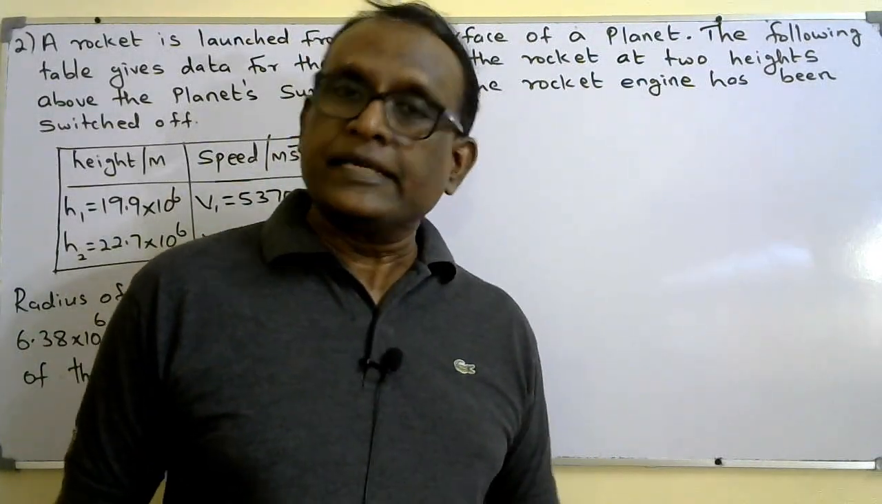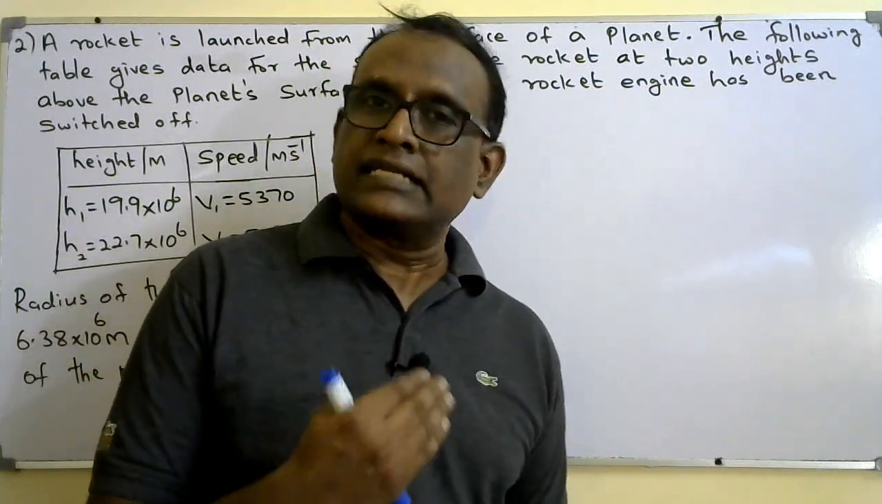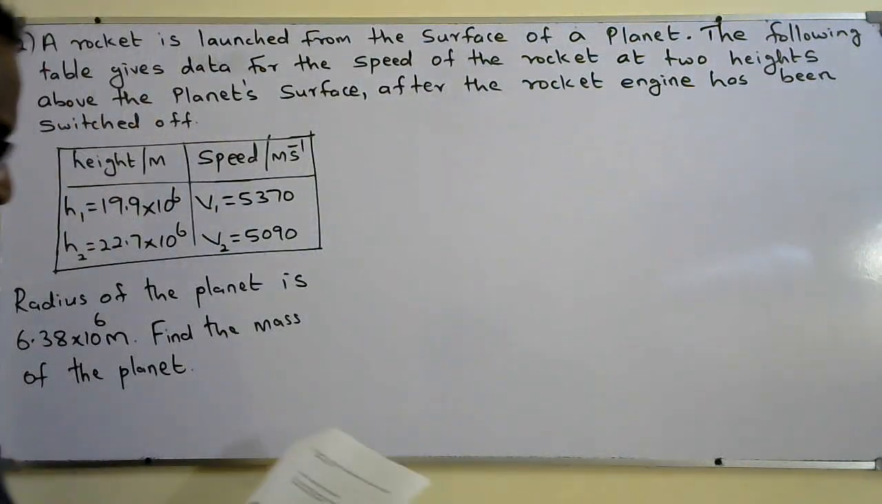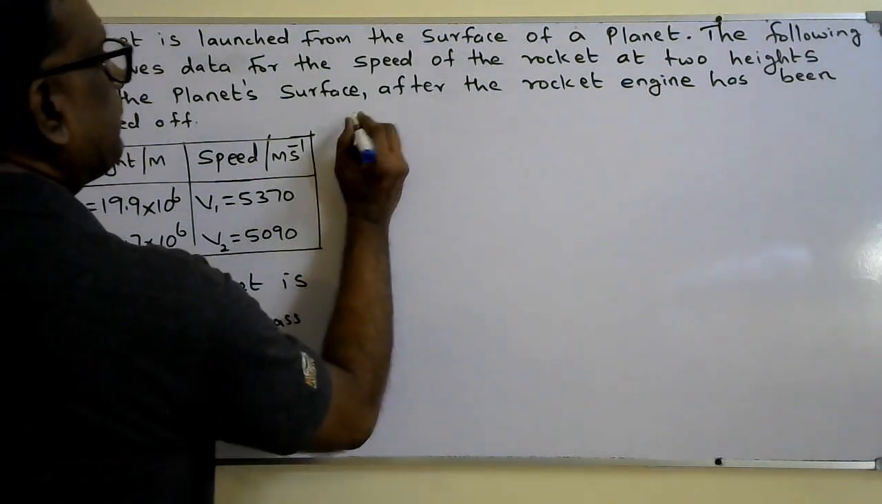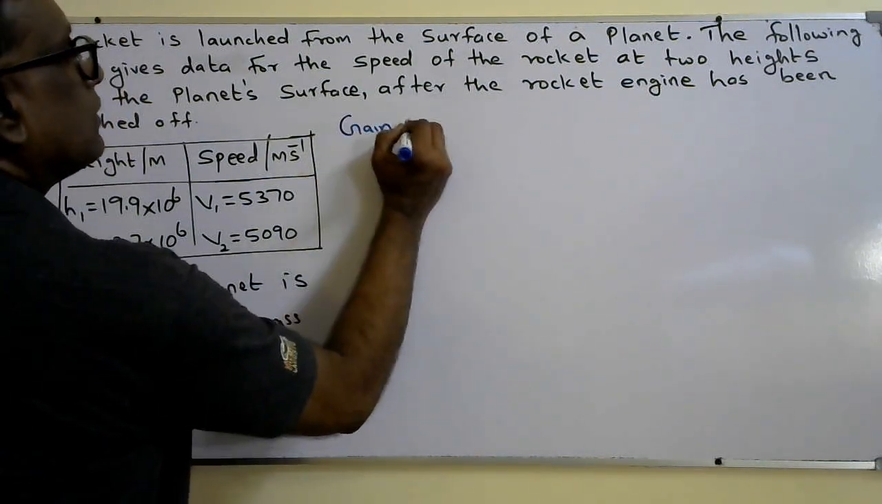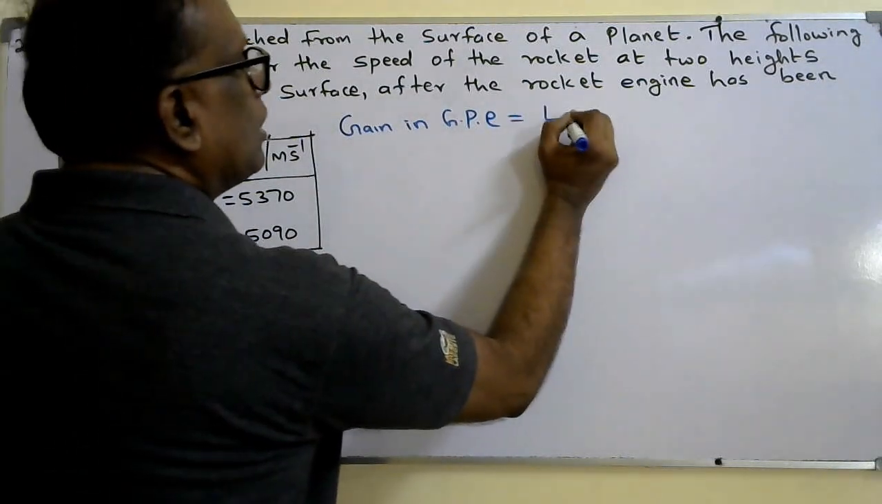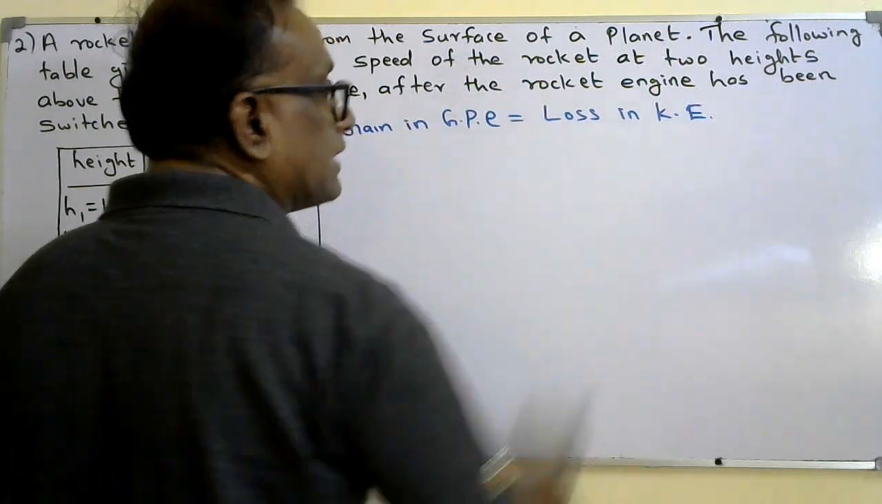So gain in GPE equal to loss in kinetic energy. So we can say gain in gravitational potential energy equals loss in kinetic energy. We are writing this for the satellite which is in motion. Gain in gravitational potential is final GP minus initial GP.